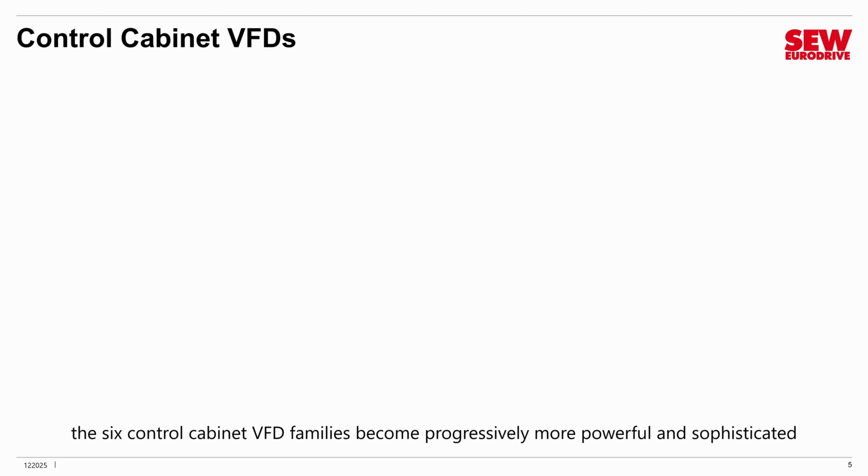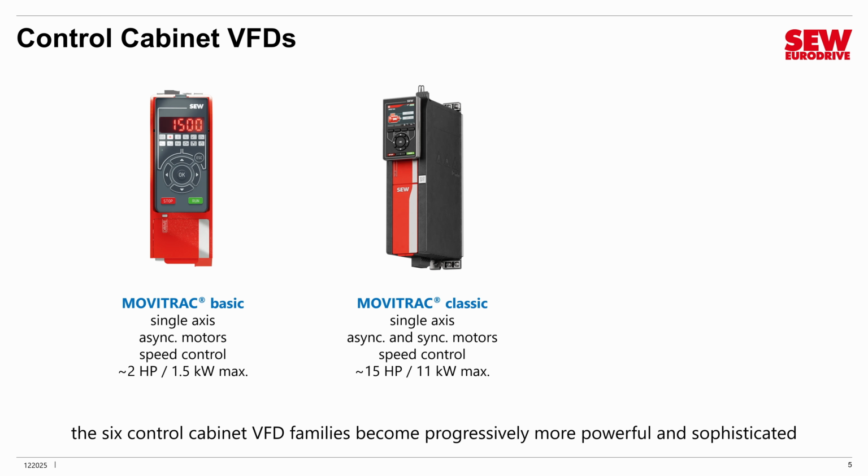Let's survey the major branches of the control cabinet side of things. There are 6 families within the control cabinet section of the big red umbrella. They become progressively more powerful and sophisticated as you work up to them. I'm going to just survey them very briefly. I'm not going to delve deeply into them. You can see their specifications here, and if you wish to pause the video and look at them more closely, that's fine.